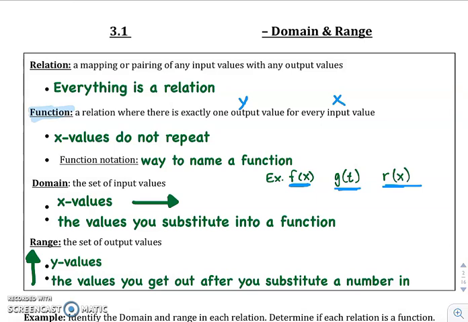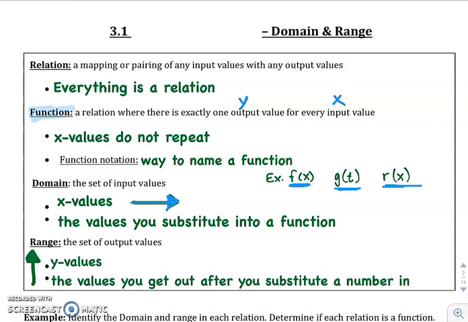So the domain is your set of input values. It's the x values. And on your graph, that's going to be from the left to the right. It's from the least to greatest value if you're looking at a graph. If you're just given ordered pairs or points, it's going to be the x values. The domain are the values that you substitute into a function.